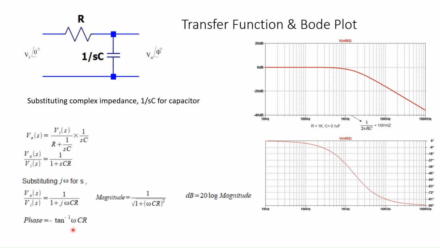For the phase, when omega is equal to 1 over RC, this term is 1, minus tan inverse of 1 is equal to minus 45. So at the corner frequency, which is here 1500 Hz, the phase is minus 45, and the phase at frequencies much less than corner frequency is 0, and for frequencies much higher than corner frequency, it is minus 90.